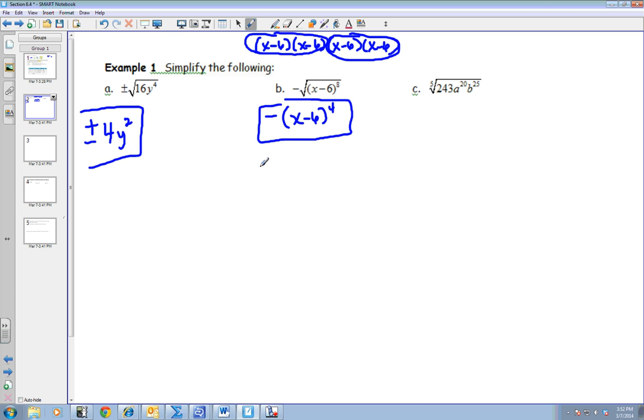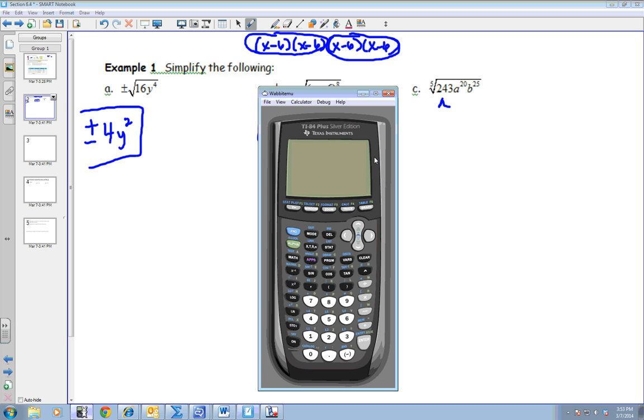Now in example C, my index number changes. I'm not looking for the square root anymore. I'm looking for the fifth root. So when I break things down, instead of looking for groups of 2, I'm looking for a group of 5. I don't know what this is just by looking at it, so I'm going to break 243 down. Okay, well 243.